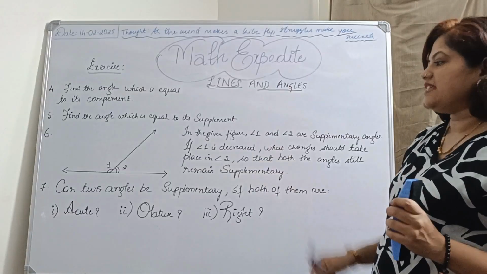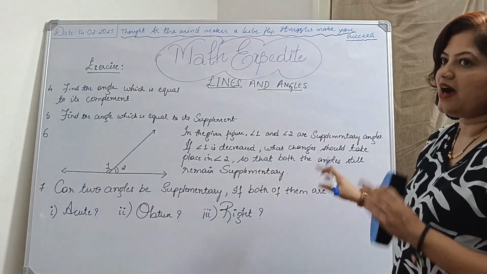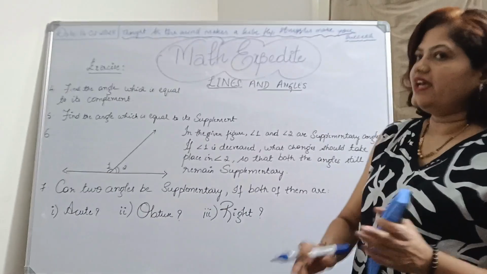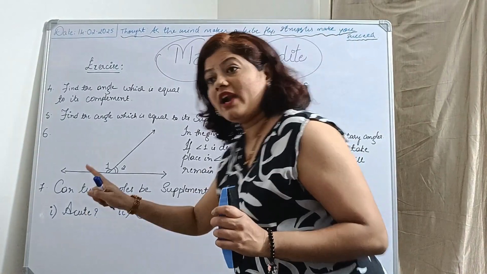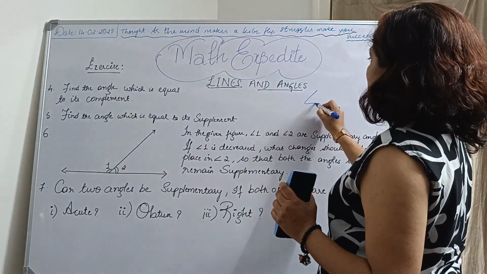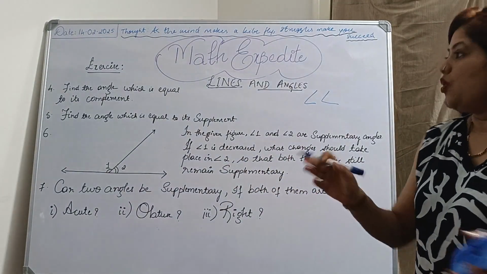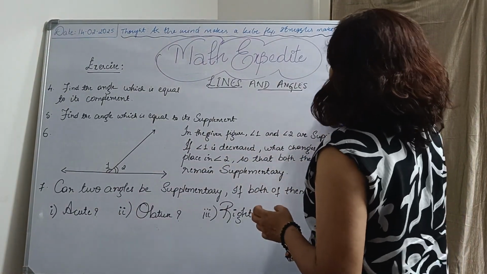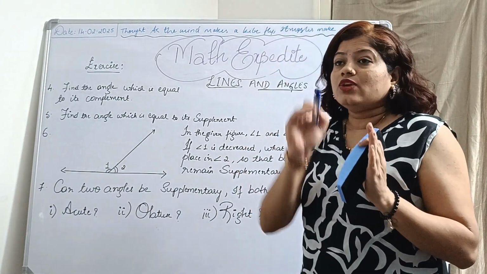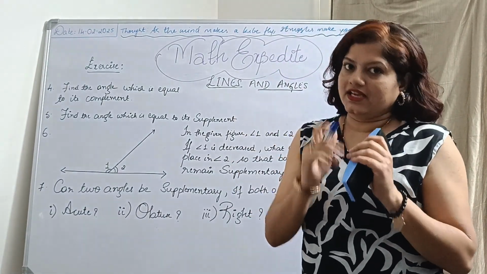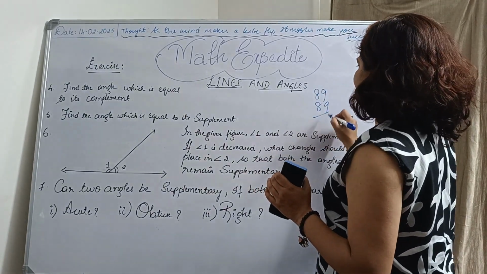Okay. So coming to the seventh one. Can two angles be supplementary if both of them are acute? Again, the sum of two angles is 180 degrees here. If I take two acute angles, can they become supplementary? If we want to, we'll take the maximum acute angle. Acute is less than 90 degrees, so we will take 89. 89 plus 89.